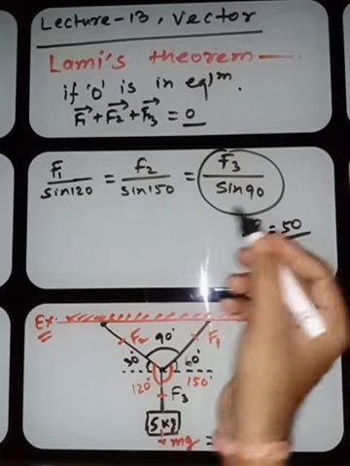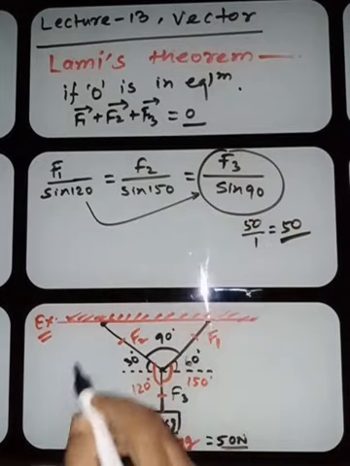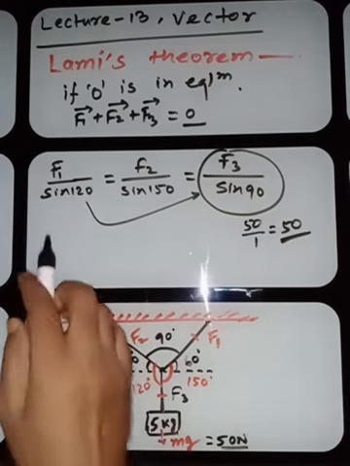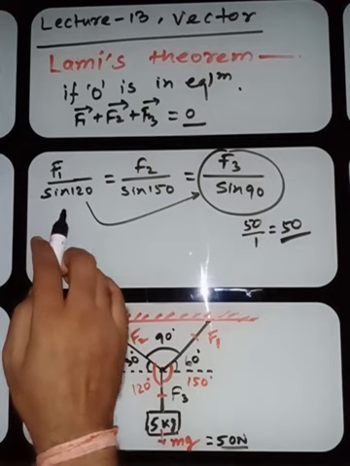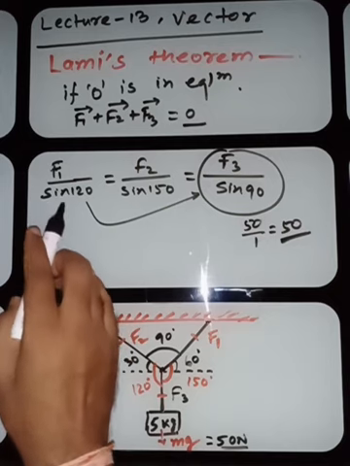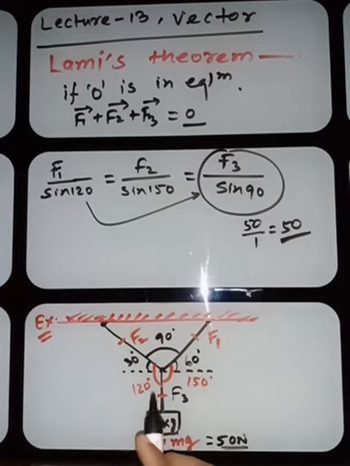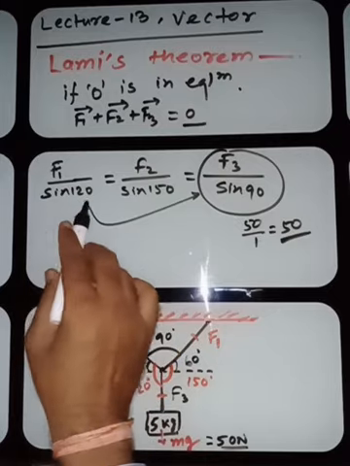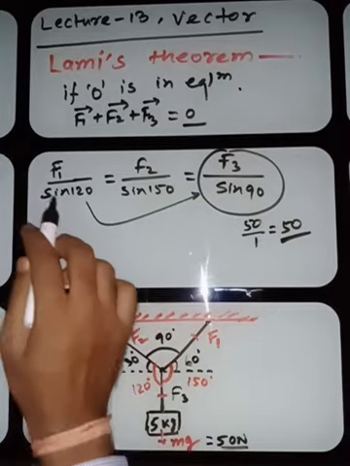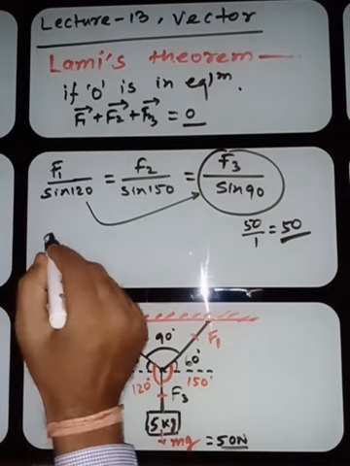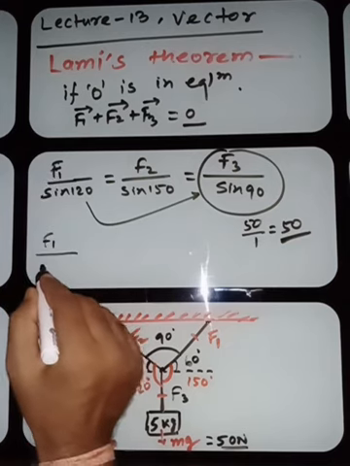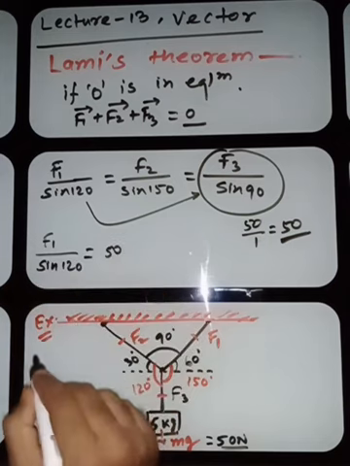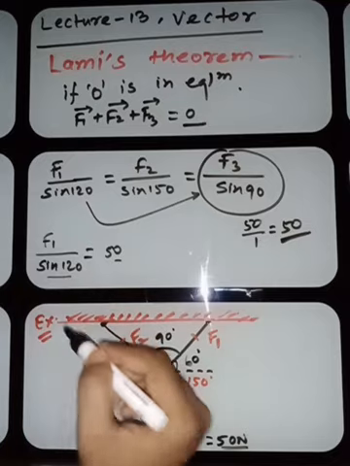Now comparing this to it, could you find the value of F1? Yes, because you have the value of sine 120. Sine 120 you can find by sine of 90 plus 30. Remember students, sine of 90 plus 30. In this way you can find the value of sine 120. But you should remember directly the values of sine 120 and sine 150. Here, could you find F1? Yes, F1 over sine 120 is equal to how much? It is 50. Now this is known and this is known, so you can find the value of F1.